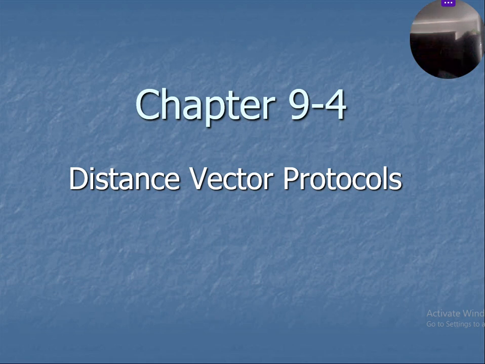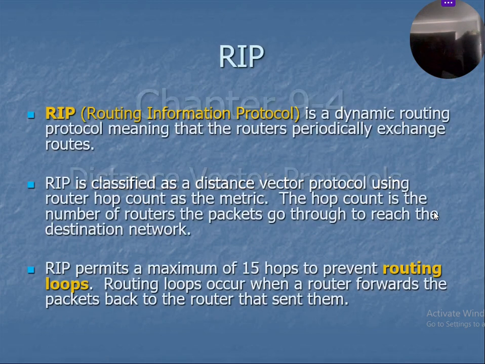This is chapter 4, chapter 9, section 4. Here we'll be looking at dynamic routing protocols, specifically the first general type of dynamic routing protocol, which is called the distance vector routing protocol. So that's what we'll be looking at in this section. Let's quickly go through this.